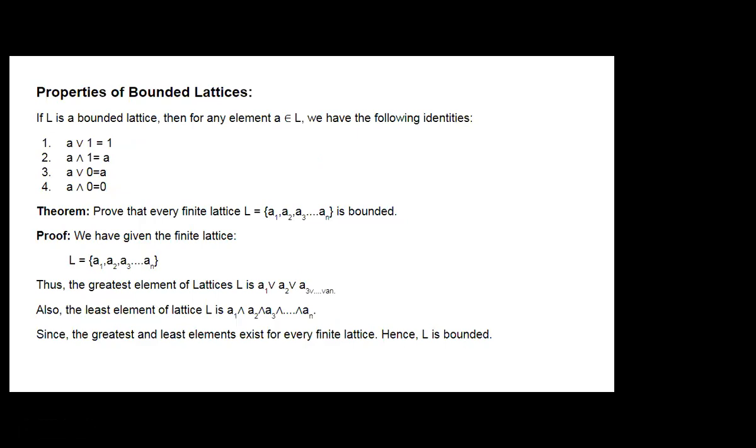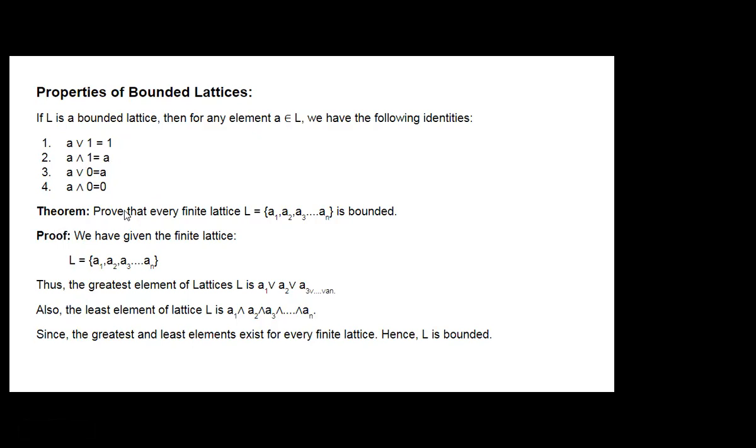What are the properties of bounded lattices? You can see here. If L is a bounded lattice, then for any element A belonging to L, we have the following identities. What are the identities? A union 1 is equal to 1. A intersection 1 is equal to A, A union 0 is equal to A, and A intersection 0 is equal to 0. Okay, these are the identities of the bounded lattice.